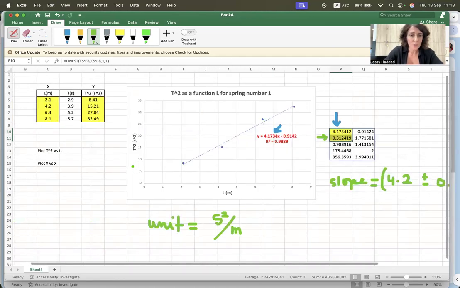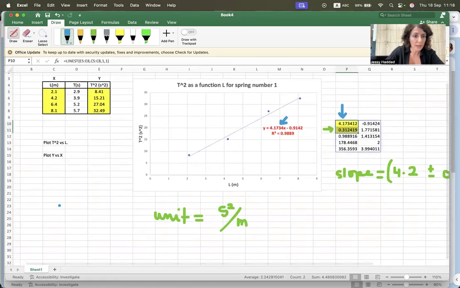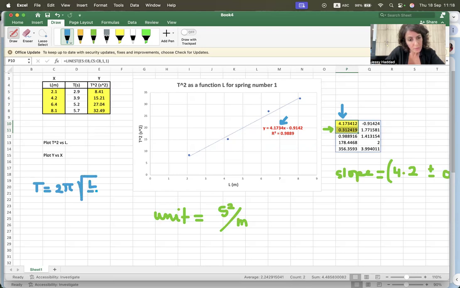And the final question was, what does the slope represent? So I remember the equation was T equals 2 pi square root of L over g, am I right? So the best way to remove the radical sign is to square both sides of the equation. 2 squared is going to be 4, pi squared is going to be pi squared, and the radical will be removed. This is how it's going to look.